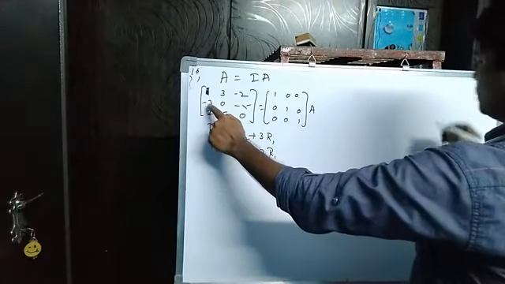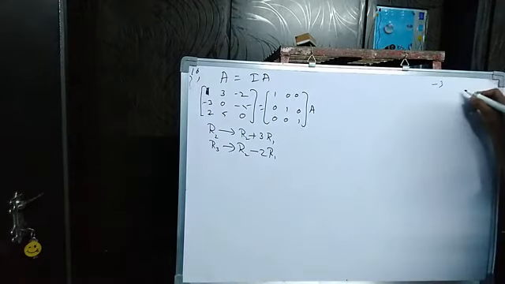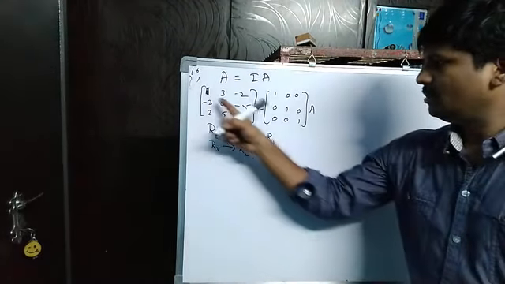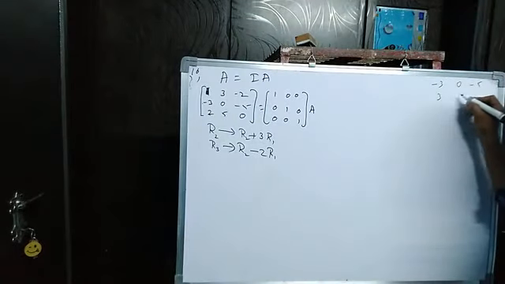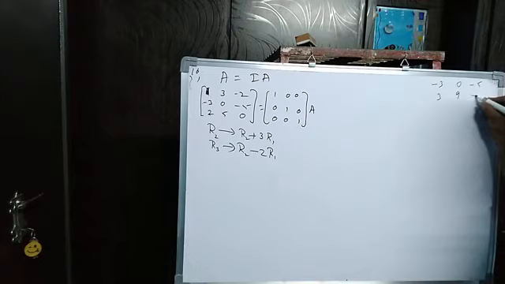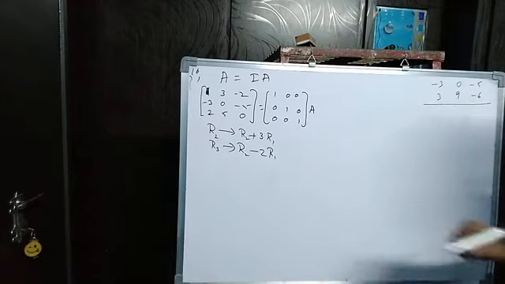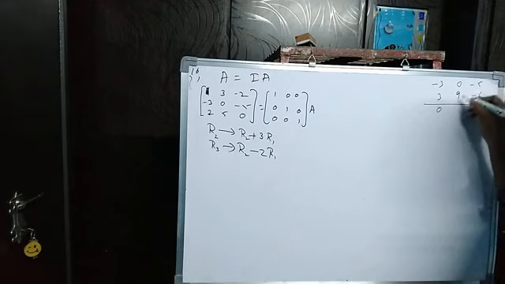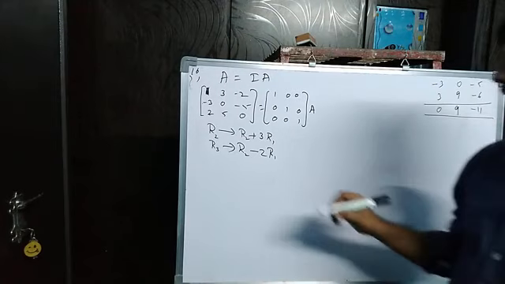R2. What is R2 here? Minus 3, 0, minus 5. Right? 3 into R1, multiply by 3. 3 into 1, 3. 3 into 3, 9. 3 into minus 2, minus 6. Right? What you have to do? Add them. Minus 3 plus 3, 0. 0 plus 9, 9. Minus 5 minus 6, minus 11. Right? Yes. Okay, R2 is over.